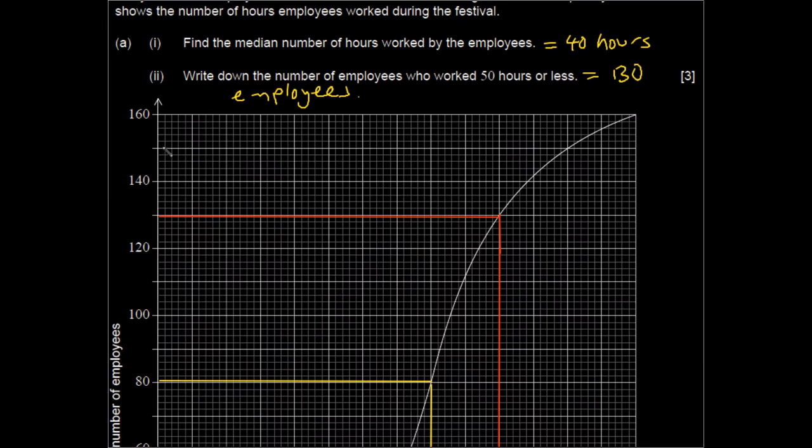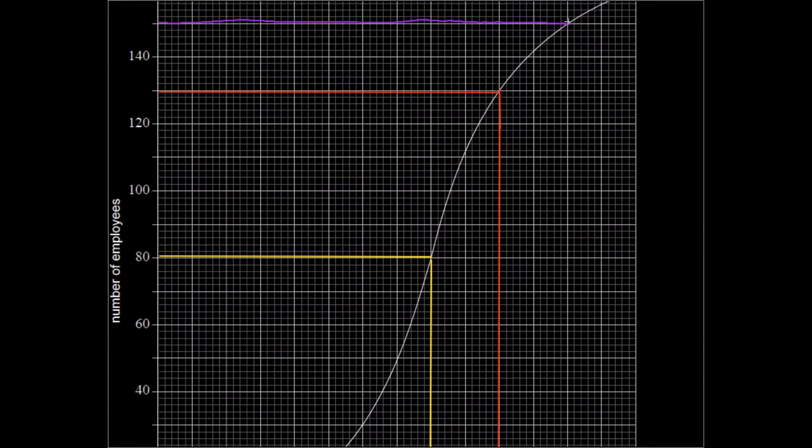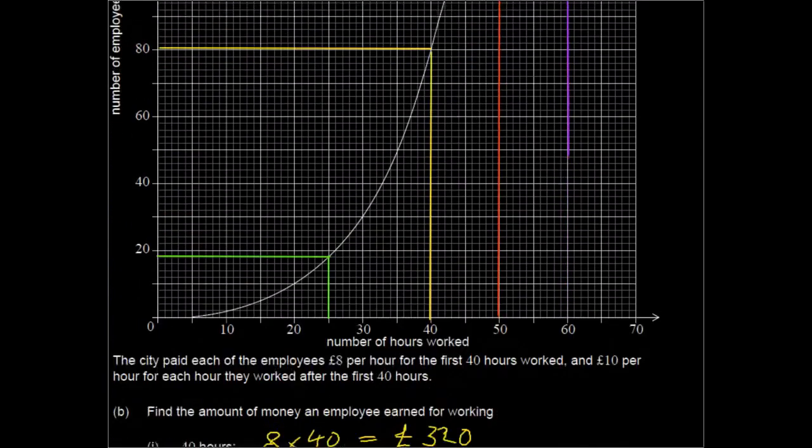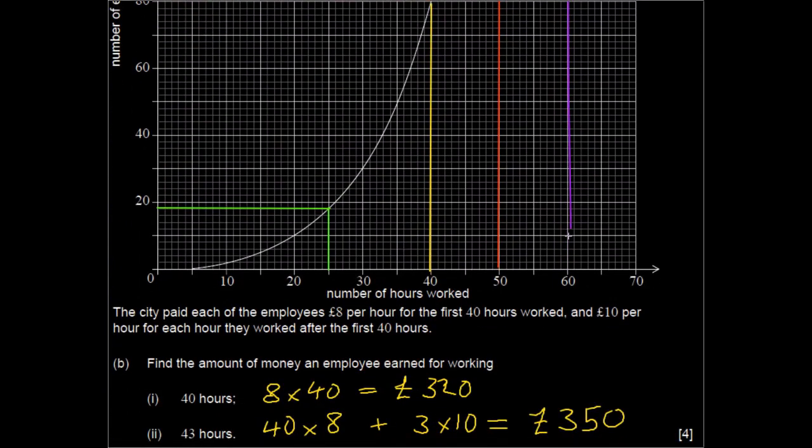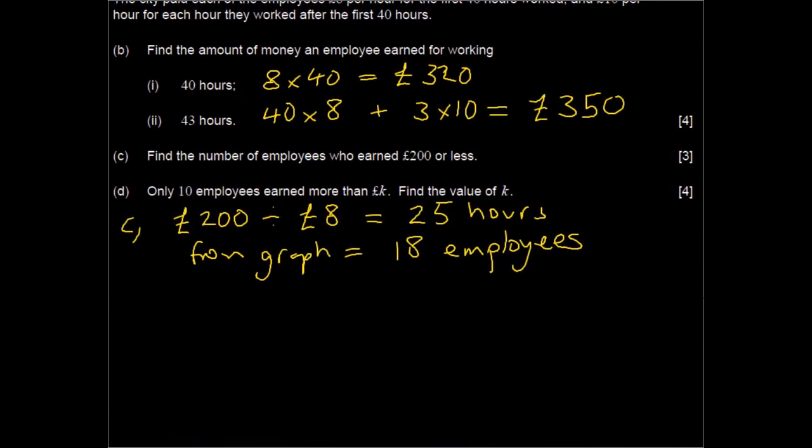So if I draw a line across at 150, oh, I haven't used the line tool there, let's try that again, and then come down here, a bit further down, I can see that the top 10 people worked 60 hours. So the top 10 people worked 60 hours.